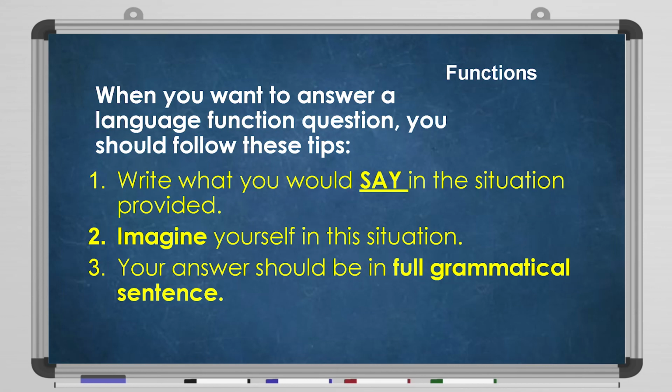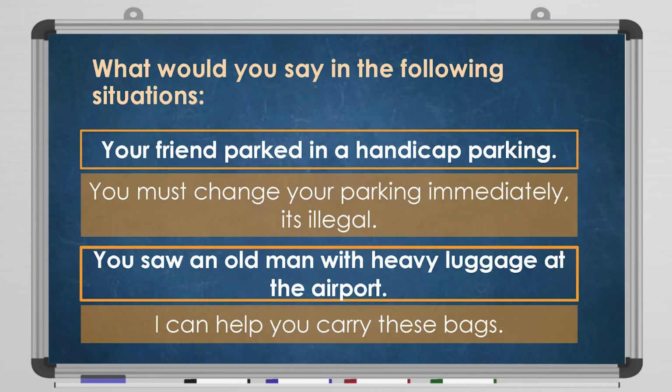Don't answer with only yes or okay or goodbye. This is not a sentence. Your answer should be in a full grammatical sentence. For example, if we said, your friend parked in a handicap parking, you will say, for example, you must change your parking immediately. It's illegal. So here you used the modal verb must. You showed your friend that she's obliged to change her parking immediately.